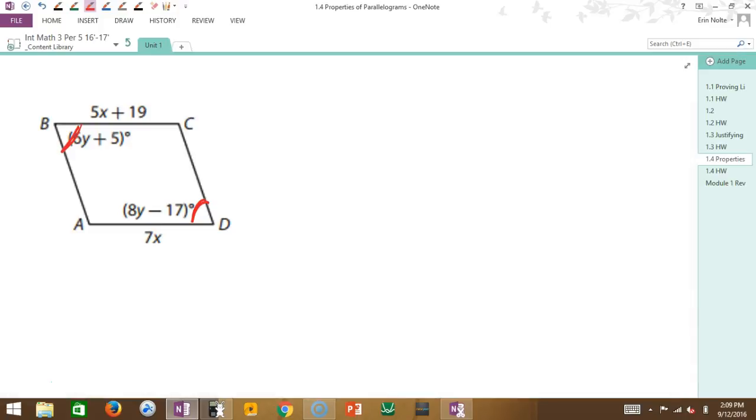Okay, so we would set what equal to each other? 6y plus 5 and 8y minus 17. All right, so you see, we're just going to set these opposite angles equal to each other. So we would say 6y plus 5 is equal to 8y minus 17, and that is an equation that we can solve. Can you also combine like terms and set it to 360? No, because you don't know these two. If you knew these, then you could set it equal to 360, but you don't know what these two are equal to. All four angles would have to equal 360.